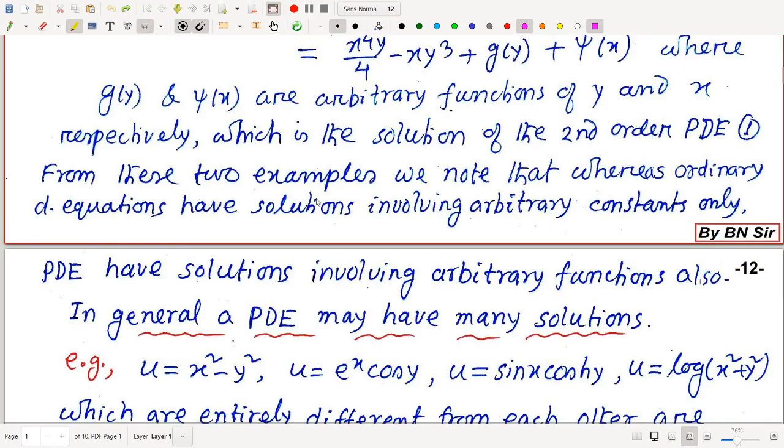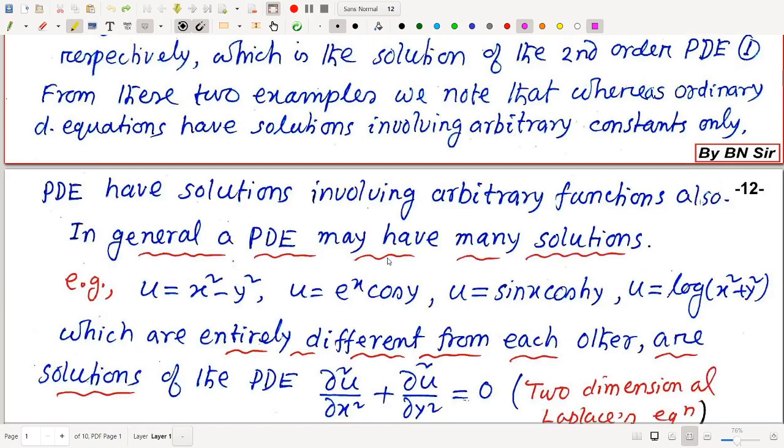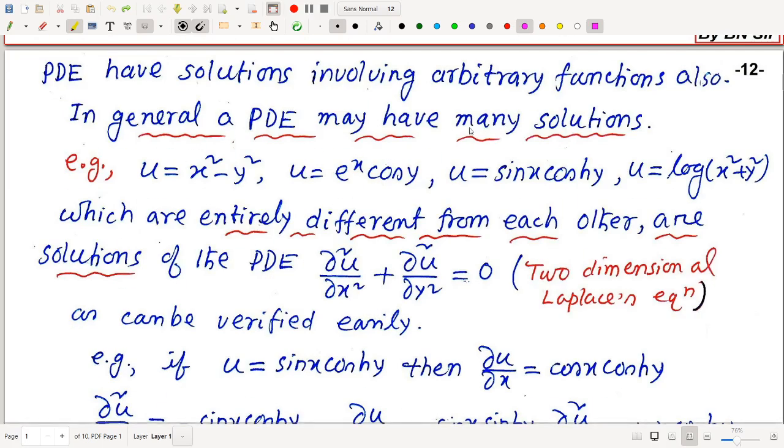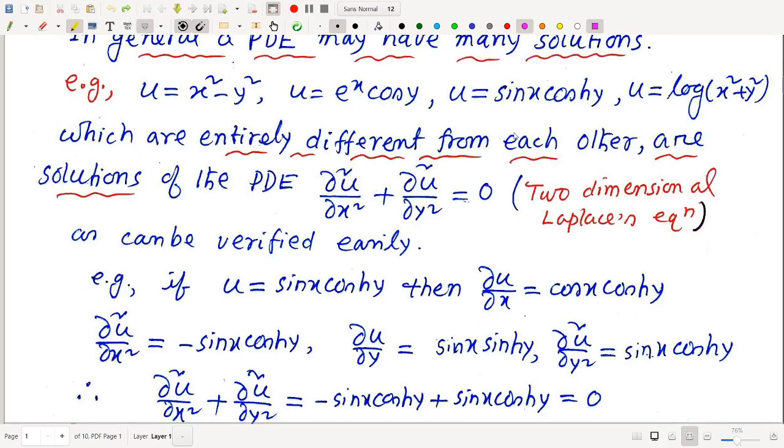So from these two examples we note that whereas ordinary differential equations have solutions involving arbitrary constants only, PDE have solutions involving arbitrary functions also. In general, a PDE may have many solutions. This is another fact. For example, u equal to x square minus y square, u equal to e to the power x cos y, u equal to sin x cos hyperbolic y, u equal to log of x square plus y square, which are entirely different from each other as functions, you can see.